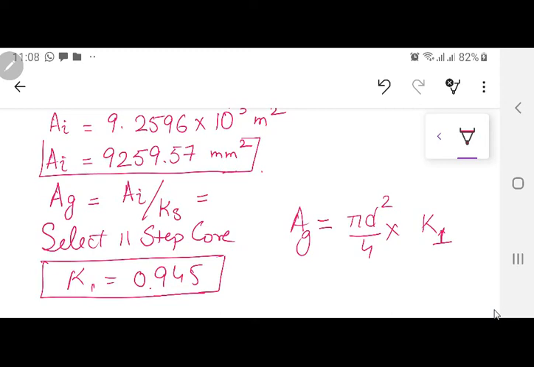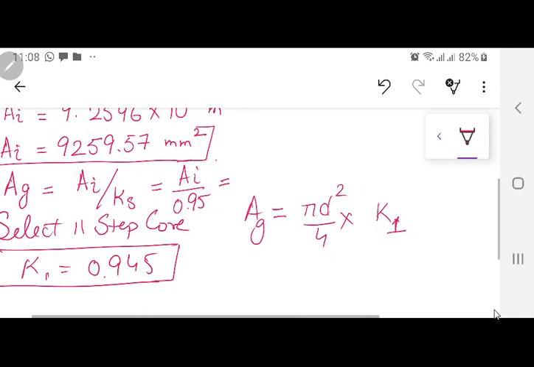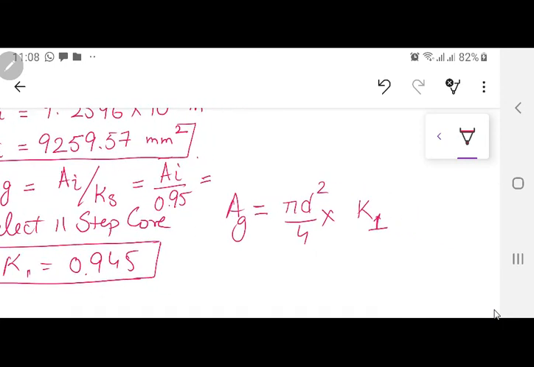And stacking factor is totally up to you. If you have very good workmanship, you can even have 0.97. Okay? So I'm assuming I'm not the very best, I am just having 0.95. So divided by 0.95, give me the value of AG. 9259.57 divided by 0.95.